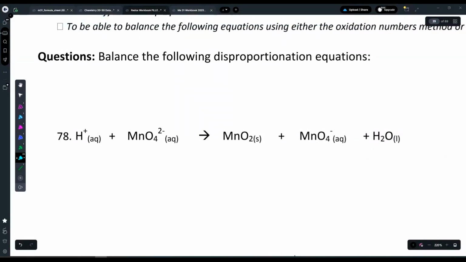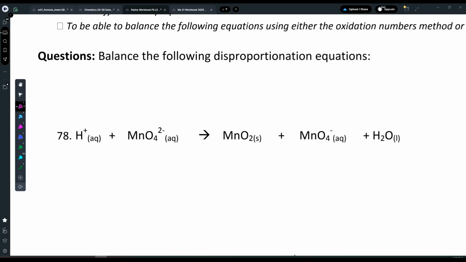Okay, so your key clue that a disproportionation reaction is happening is when one certain element shows up on the product side twice. It's got to be a unique substance, not something like hydrogen or oxygen. For this example, notice that we have manganese. It shows up once in the reactants, and on the product side it shows up twice. So that gives me a clue that disproportionation may be happening here.